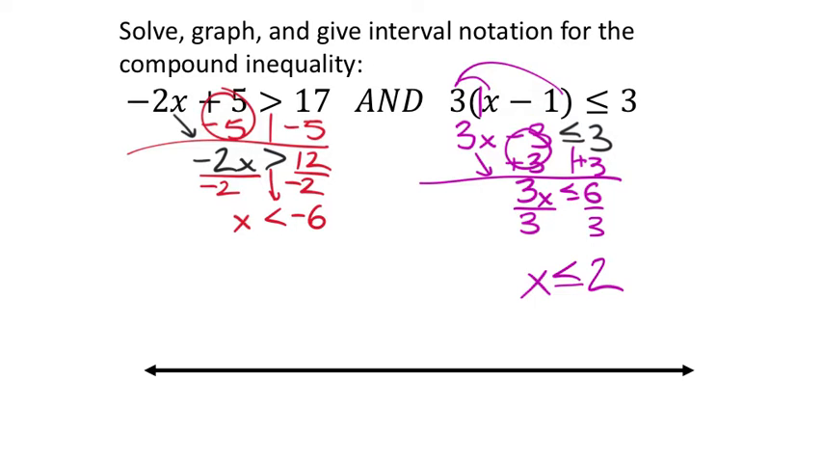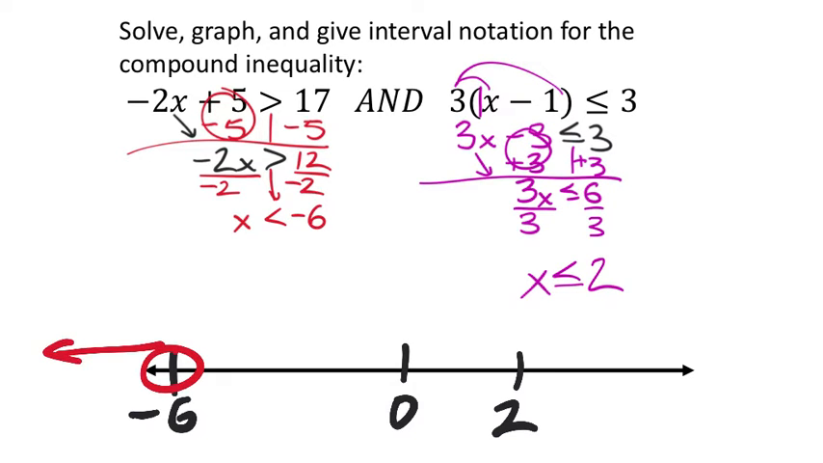Let's see what the graph looks like. So what do we got? Negative 6 and 2. So there, 0's in the middle, negative 6 over here, and then 2, we'll say right there, okay? All right, let's start with the red one. Negative 6, that's an open circle because it does not equal negative 6, just less than. This one's not eating the x, so this line here will go to the left.